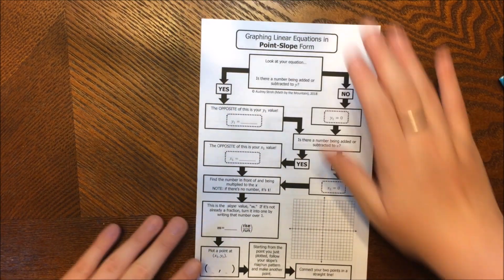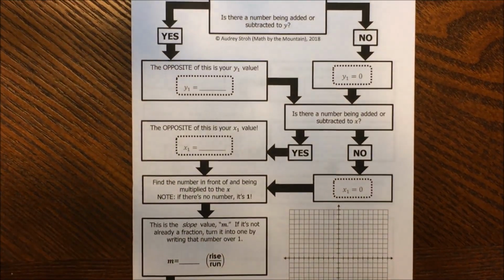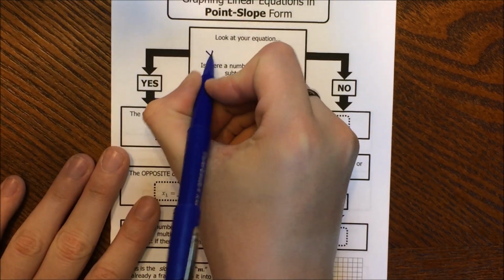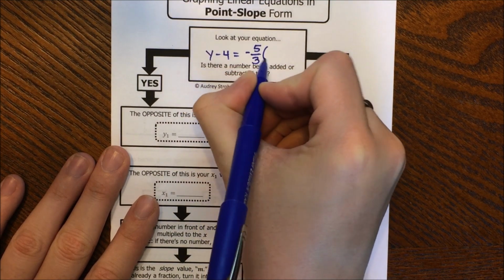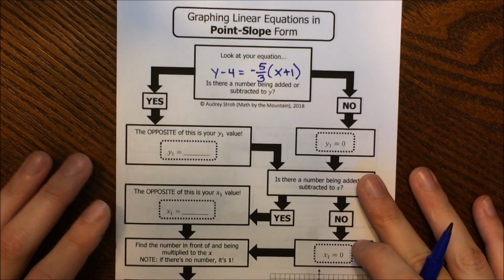So the examples that I'm picking today show you a little bit of all the different variety of wrenches that could get thrown while graphing a point slope problem, right? There's always something that can be a little bit weird that shows up. So the first problem that I'm going to be looking at is y minus 4 is equal to negative 5/3 times x plus 1.